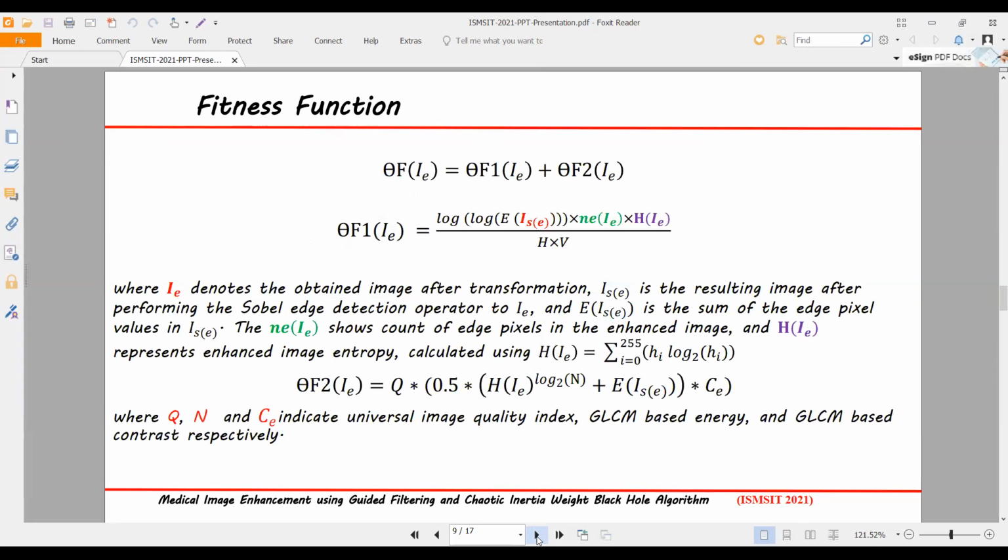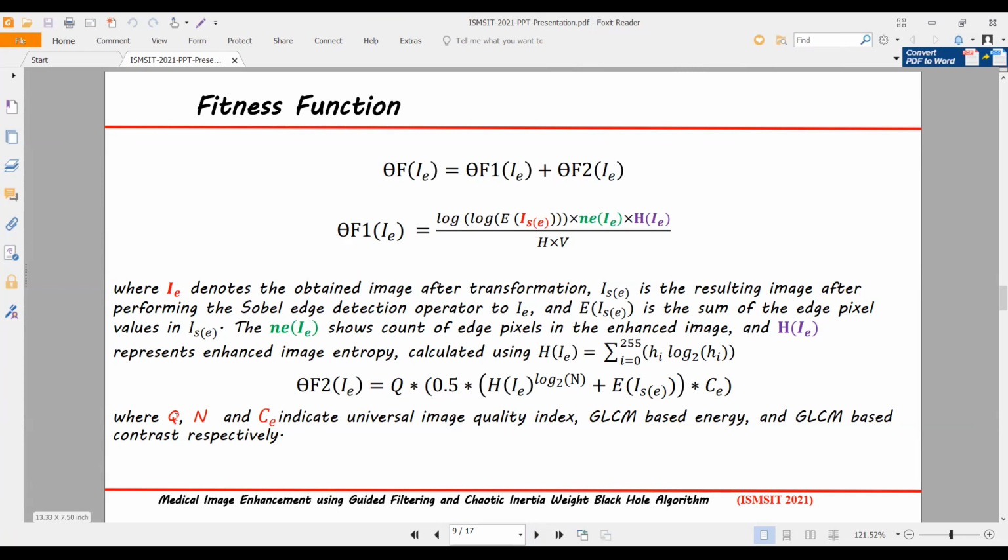So our proposed fitness function is a combination of two fitness functions. The first fitness function is this, which can be calculated by this formula. Here, IE denotes the obtained image after transformation. ISC is the resulting image after performing the Sobel edge detection operator on IE, and EISE is the sum of the edge pixel values. And the second fitness function is this: Q multiplied by 0.5 multiplied by HIE and logarithm 2, plus EISE multiplied by CE.